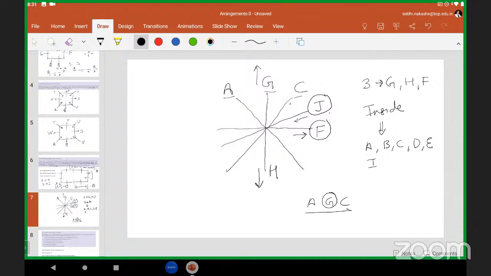So what are the other points? B is between I and H. So if I is over here, then B has to be over here facing center, and I has to be over here facing the center. So we have almost solved this. We have got A, we have got B, C. Only D and E are remaining.